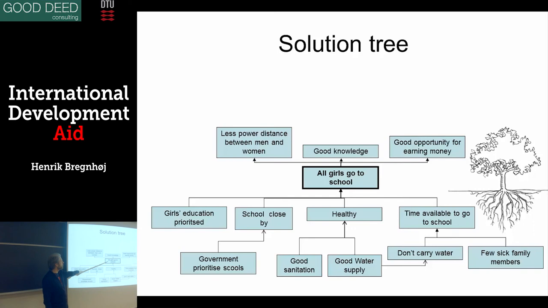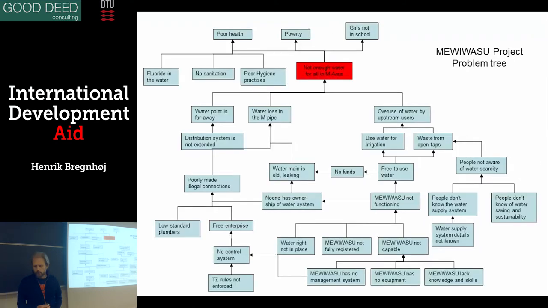Now the girls go to school, now they have good knowledge, now they have an opportunity to earn money. And suddenly you can see what was logical before is logical again. So this is just what we have to do. Work on all these different things here. This was a simple example for the pedagogical purpose here.